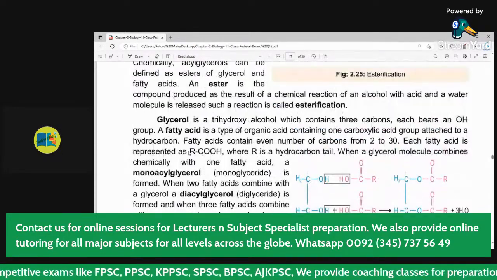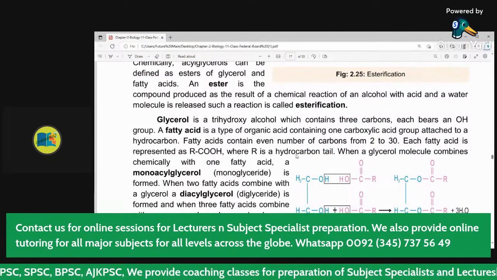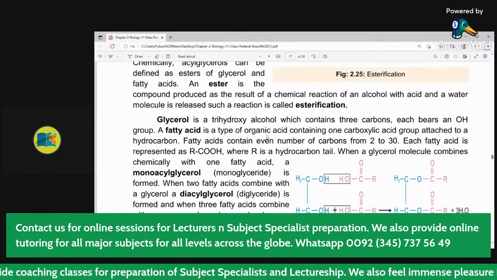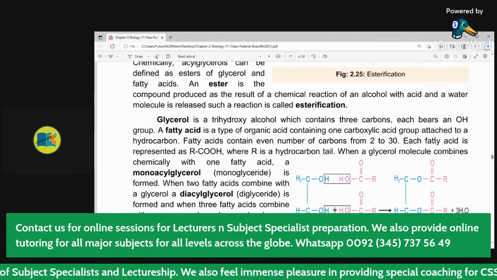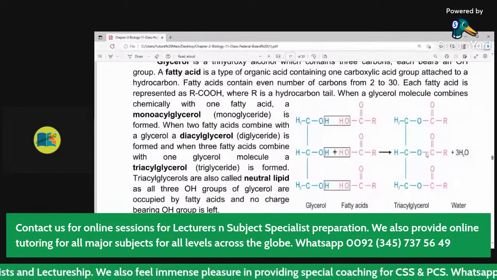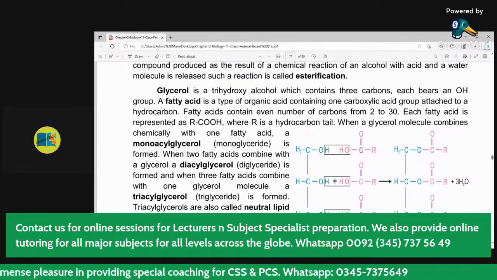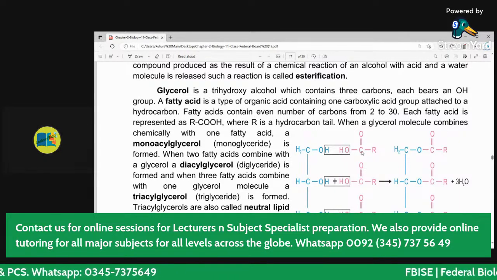A fatty acid is a type of organic acid containing one carboxylic acid group attached to a hydrocarbon. So what are fatty acids? Fatty acids are organic acids that contain one carboxylic acid group attached to a hydrocarbon. Here we can see this is a carboxylic acid, meaning a fatty acid. Long chain carboxylic acids are called fatty acids.